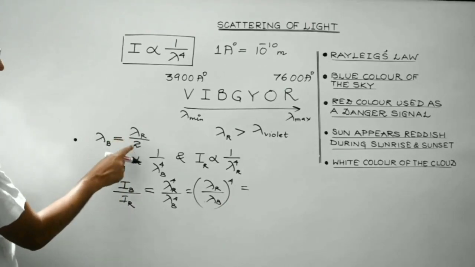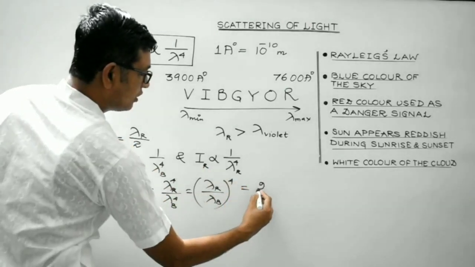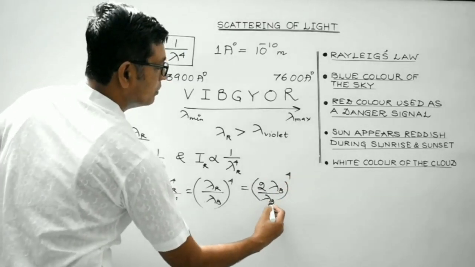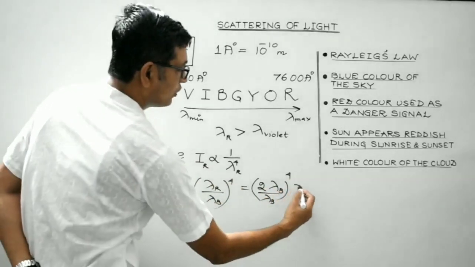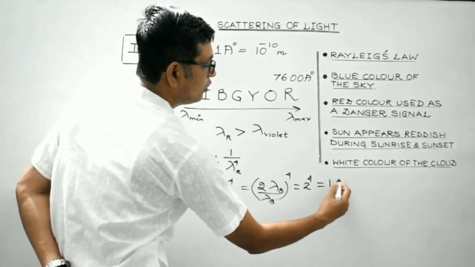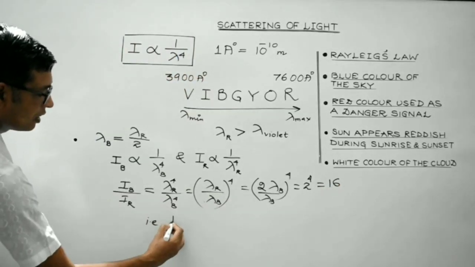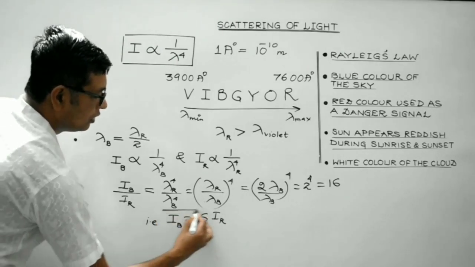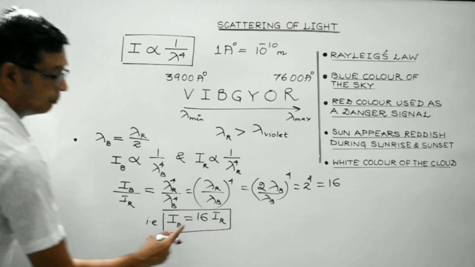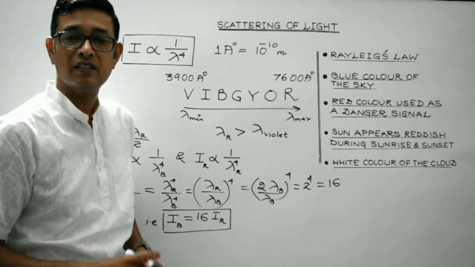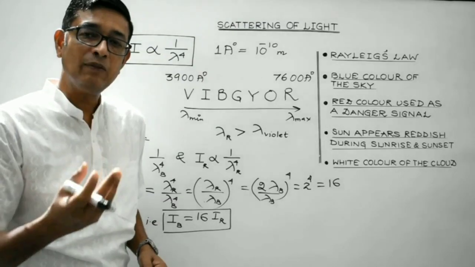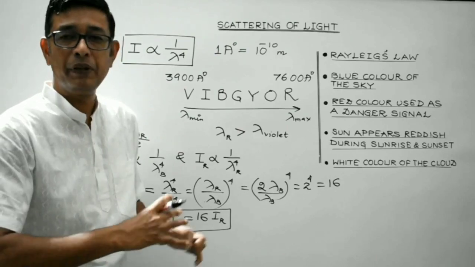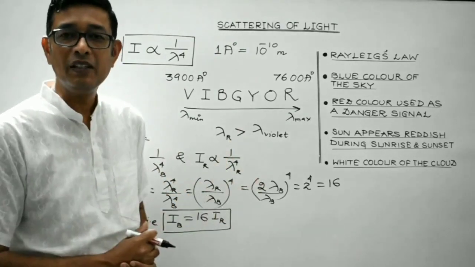Now look, lambda_R is equal to twice of lambda_B. So here we can write (2 lambda_B)^4 divided by lambda_B^4. Lambda_B gets cancelled. So we are left with 2 raised to power 4, which is equal to 16. That is, I_B is equal to 16 times I_R. So what it suggests is, blue color, students, gets scattered 16 times more than that of red color. So that is the reason why blue color predominates and the sky appears to be blue.